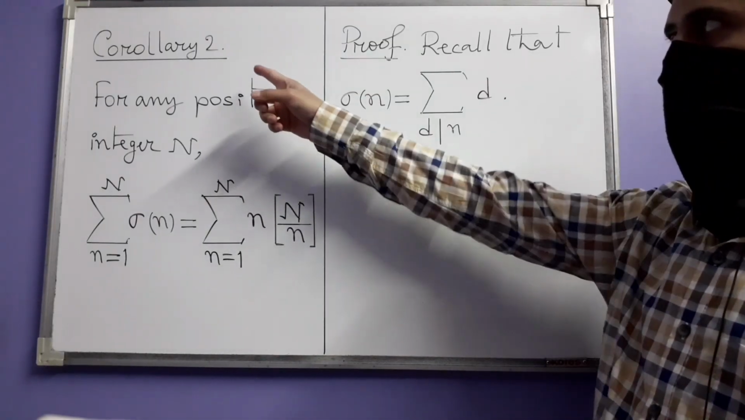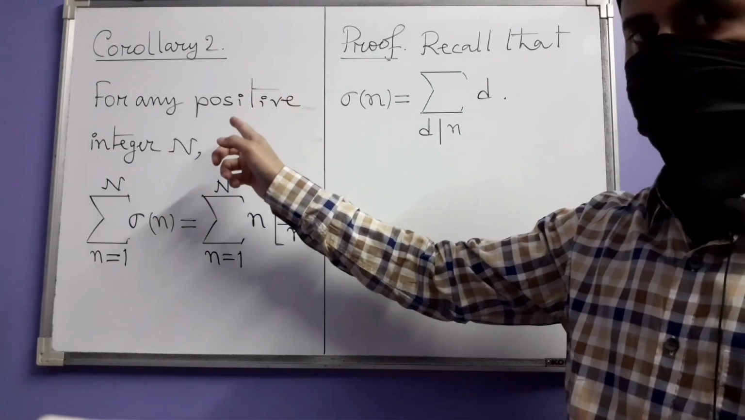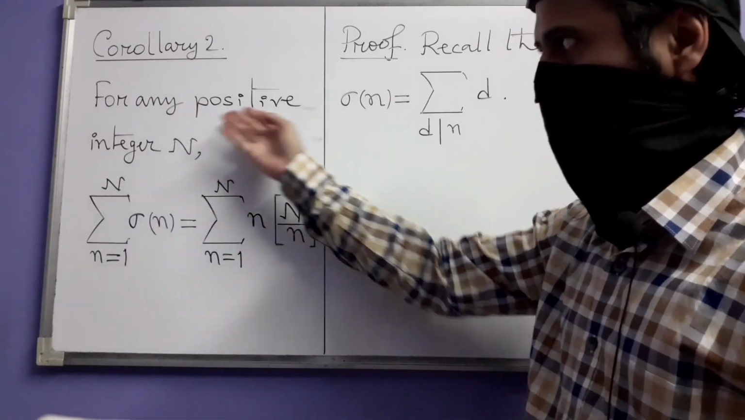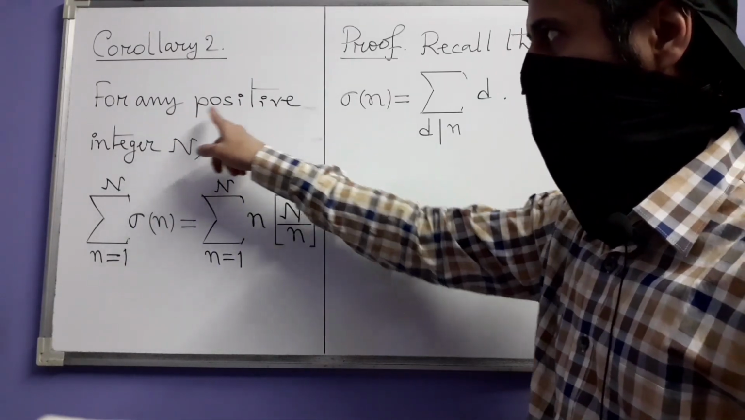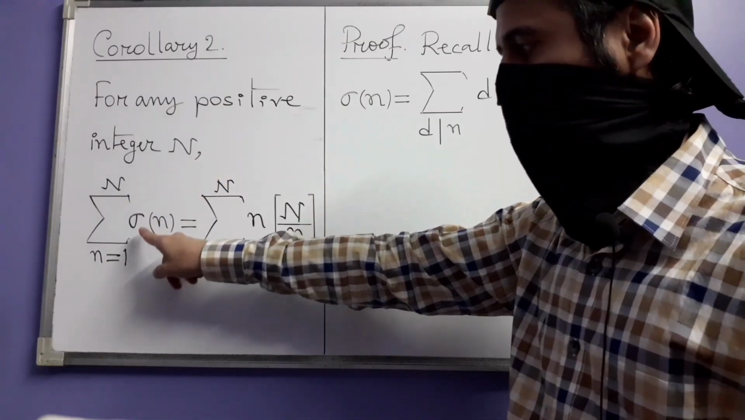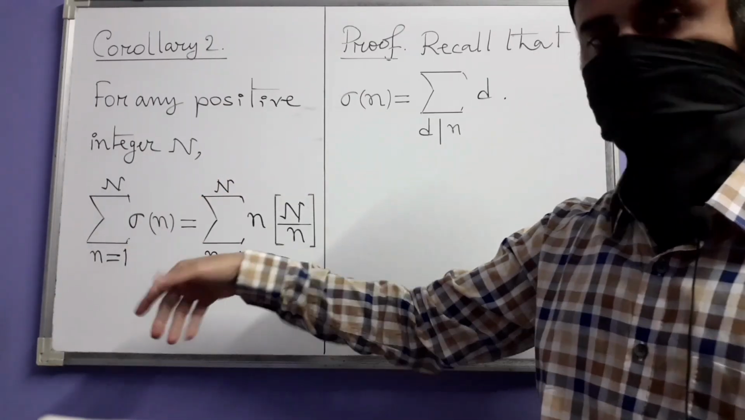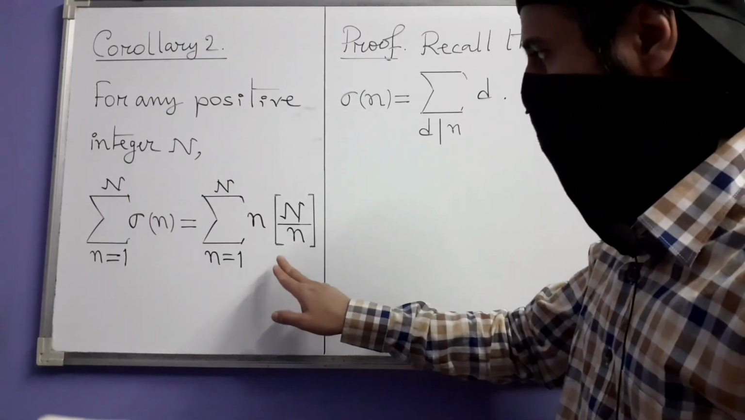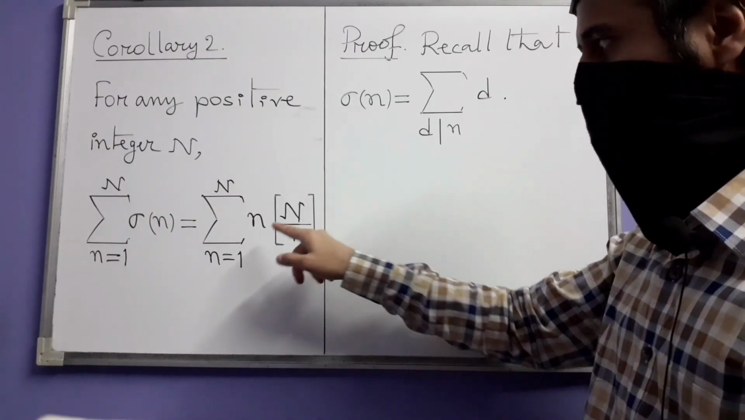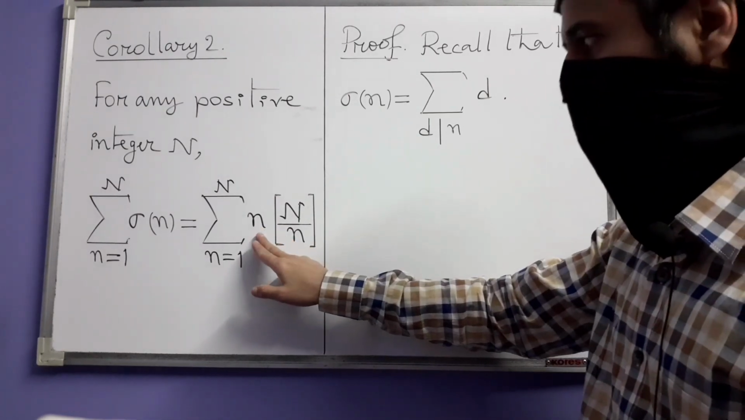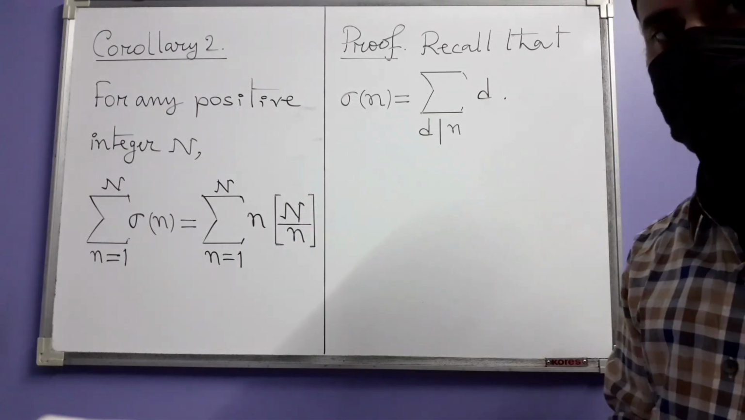And similarly we have corollary 2. Corollary 1 was about the function tau, corollary 2 is about the function sigma. Again, a similar thing. For any positive integer N, the sum of the first capital N sigma values of the positive integers equals this sum, where this time we do not have this place empty, instead we have n along with this greatest integer value.